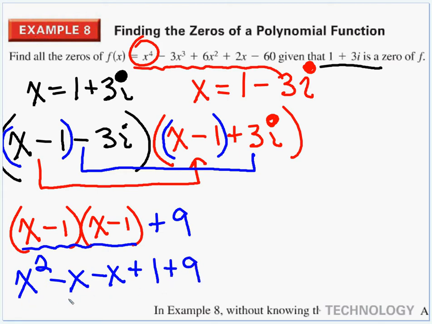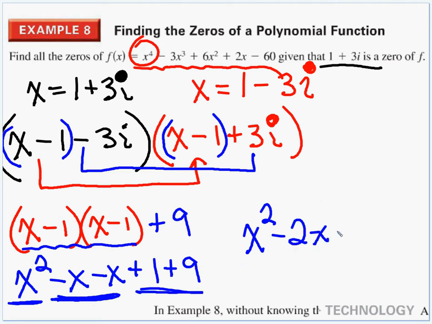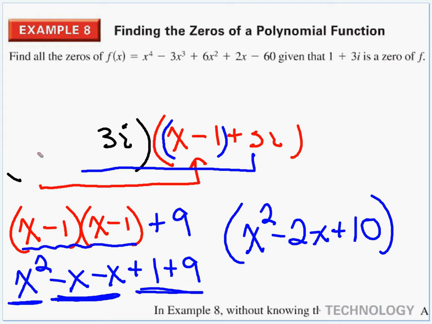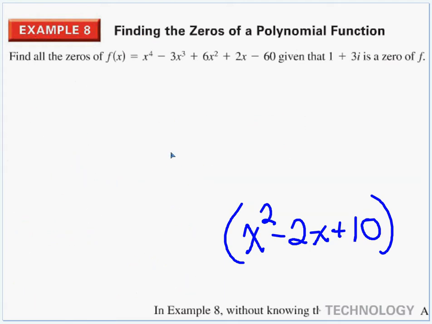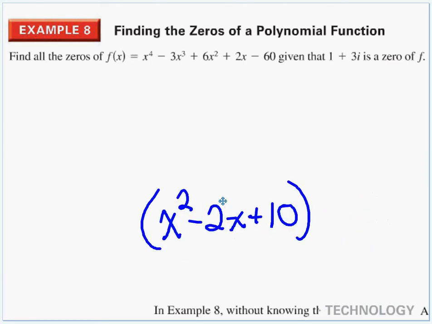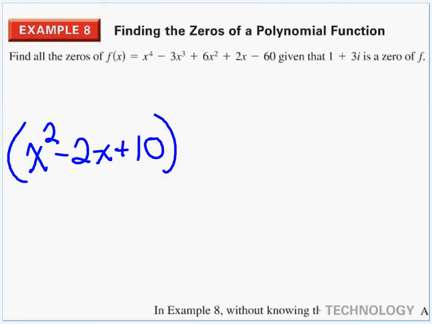And if we combine like terms here, the x squared is going to stay as it is. We got two of these minus, so that's a minus 2x. And then 1 plus 9 is plus 10. Okay, so this is also going to be a factor of our original f of x. So what we're going to do is divide this into the original problem and see what we're left with.